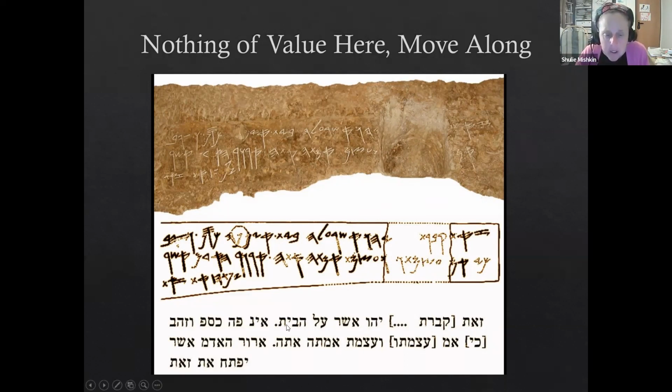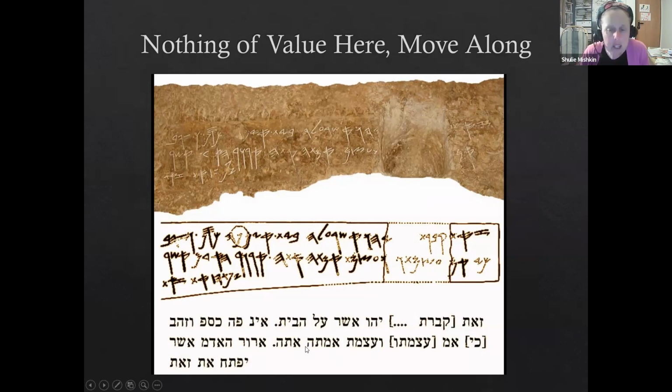He has a title, Asher al-Habayit. Asher al-Habayit is sort of like a Secretary of State, right? A cabinet minister. We hear about it a few times in Tanakh. We have a guess as to who this might be. It might be a character named Shevna, who's in the time of Isaiah. But what's interesting for us is the continuation of the inscription. It says, Ein po kesef v'zahav. There's nothing to look for here. There's no gold. There's no silver. Grave robbers, move along. There's only bones here. Kim atzmato v'atzmot amato imo.